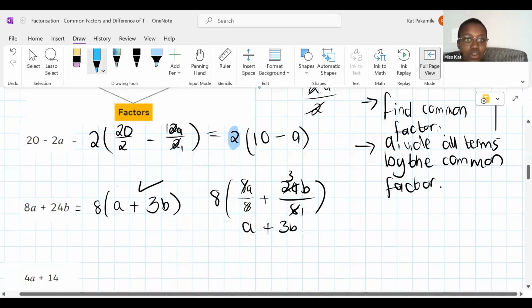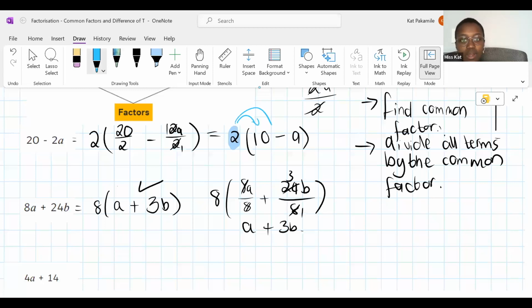So look here. This is the distributive law, right? You know how it works? Yes, ma'am. So it would be 2 times 10, which is how much? Which is 20. Minus 2 times a, which is? 2a.